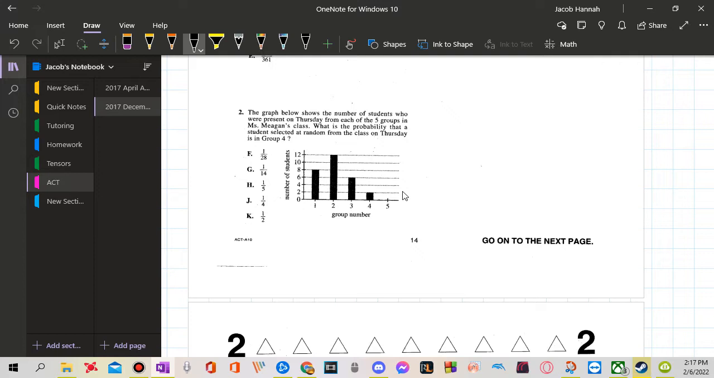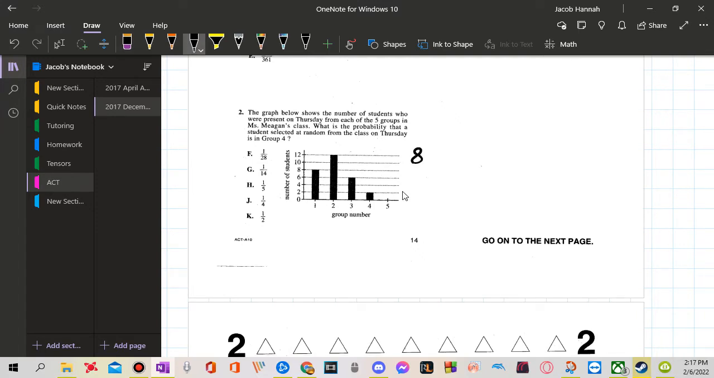Alright, so this is group number 4, and if we look right here and read the graph and go over, this is how many students were in each group. So group 4 is 2. And if we count all of them, so this is 8. Let's start from left to right. So we're just finding how many people are in total.